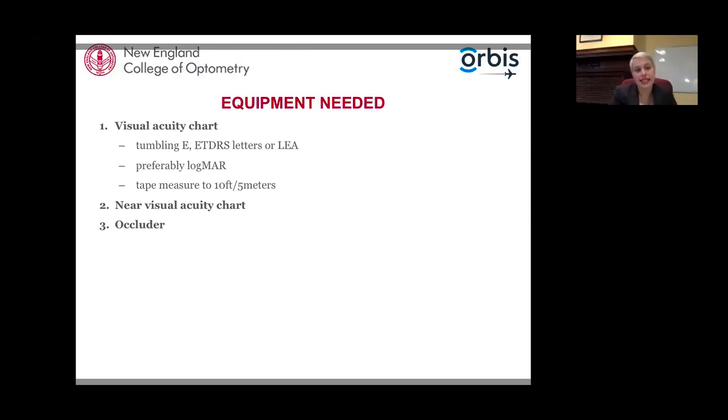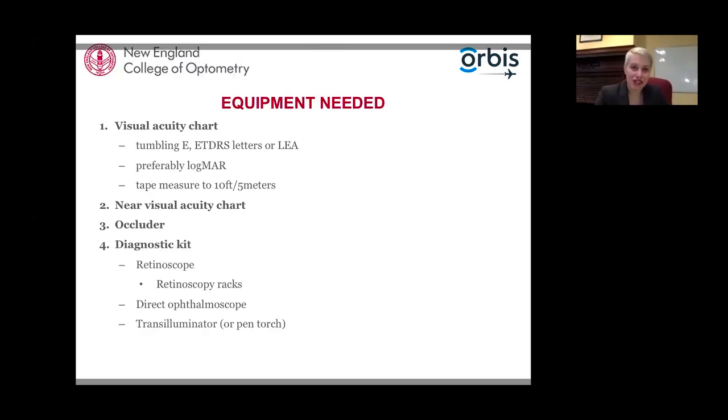What equipment do we need to take if we're doing visual acuity and refractive error? We need to take a visual acuity chart. This can be tumbling E, you can use ETDRS letters or LEA symbols, preferably a logMAR chart, and you need a tape measure to make sure you know what distance you should be testing at. So we're going to go through this in a little bit of time. Also a near visual acuity chart for testing your presbyopes, and an occluder if you're not trusting that people won't peek through their fingers there or look around their hand.